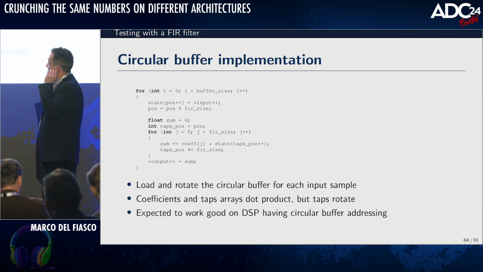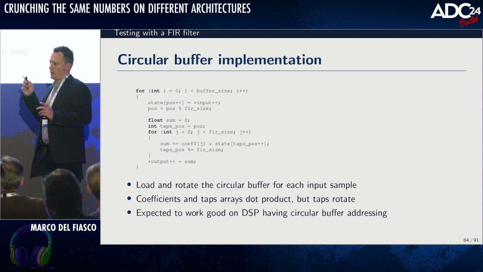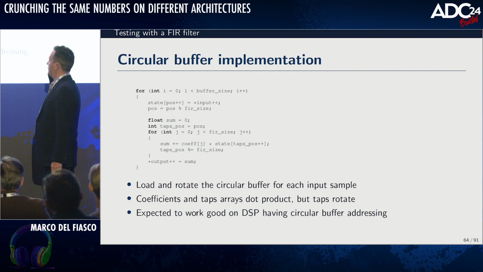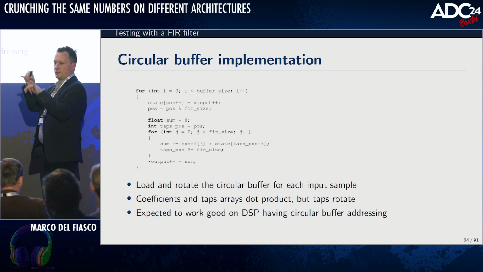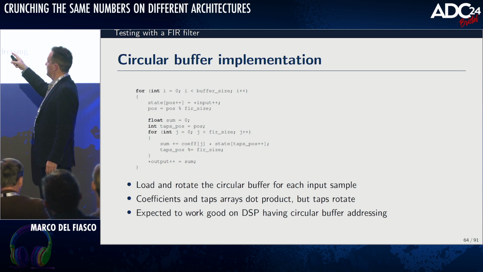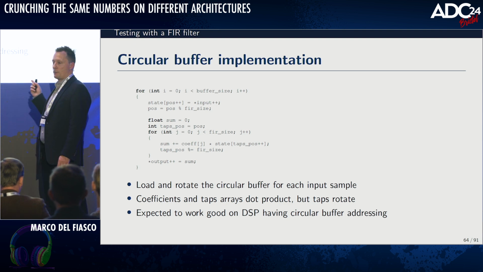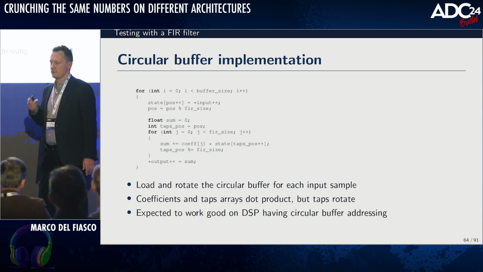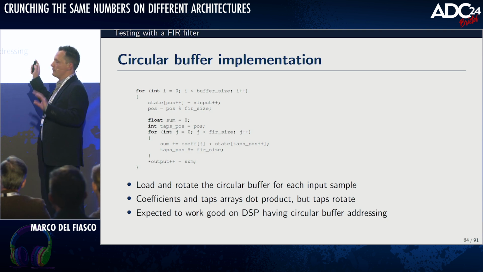So this, of course, is the same implementation, but now the circular buffer is rotated for every input sample. This time, you don't have a linear memory dot product, but you have the state. You see that it rotates modulo FIR size. I expect this to work well because typically DSPs have circular buffer addressing in the hardware. So those are my two FIR filter prototypes.